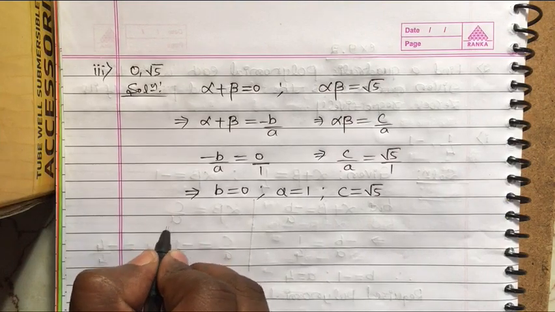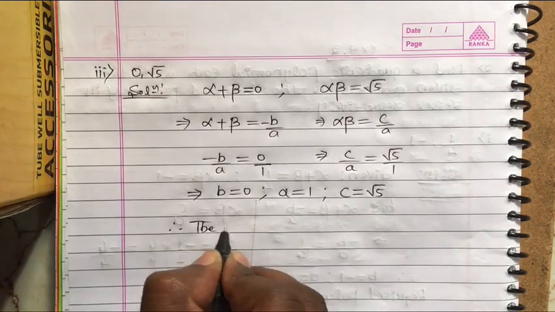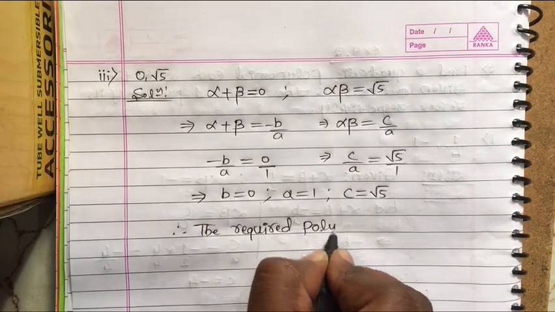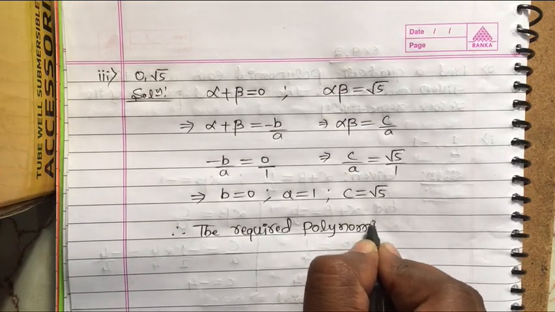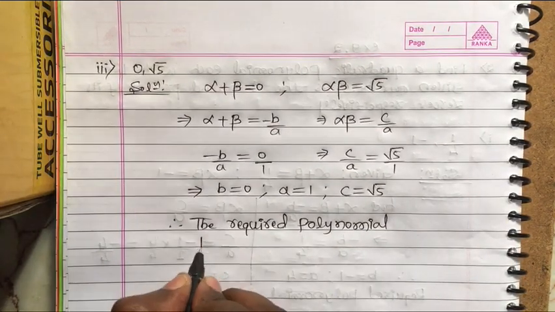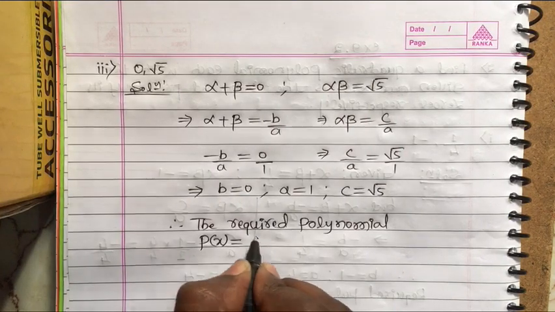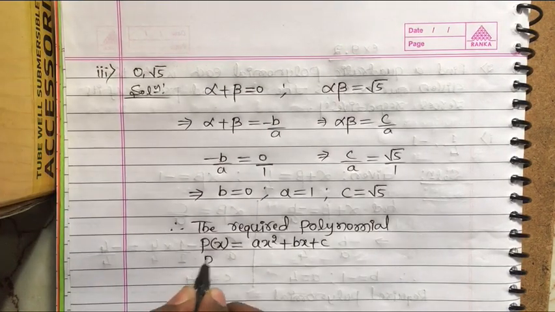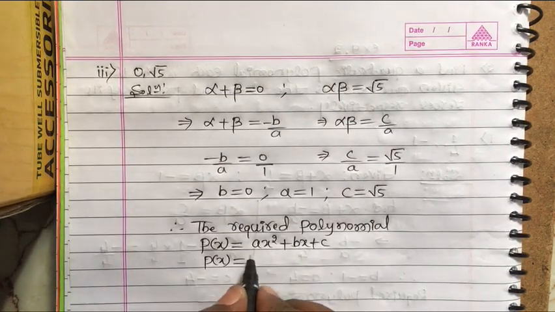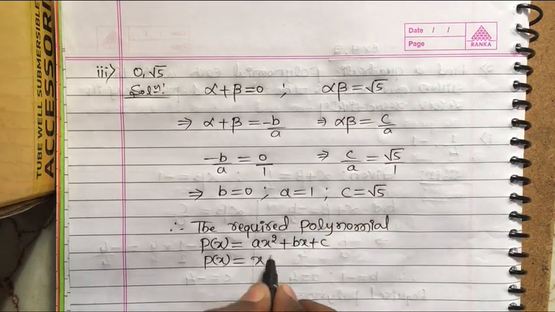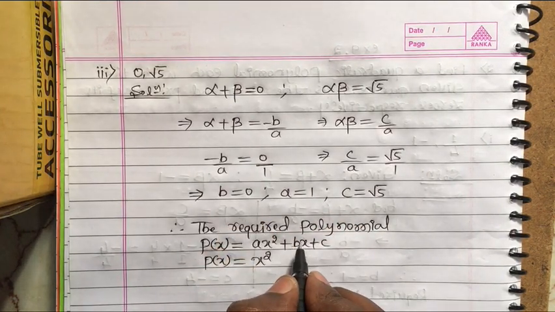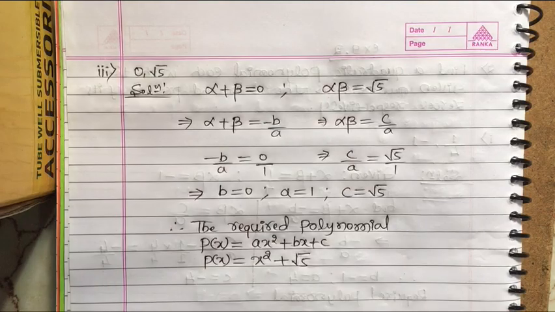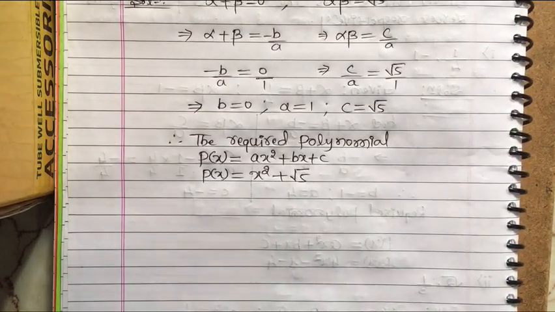The required polynomial p of x is equal to ax square plus bx plus c. So p of x is equal to a, it is 1 into x square will be x square, then b it is 0 into x it is 0, leave that, then plus root 5. So this is the required quadratic polynomial.